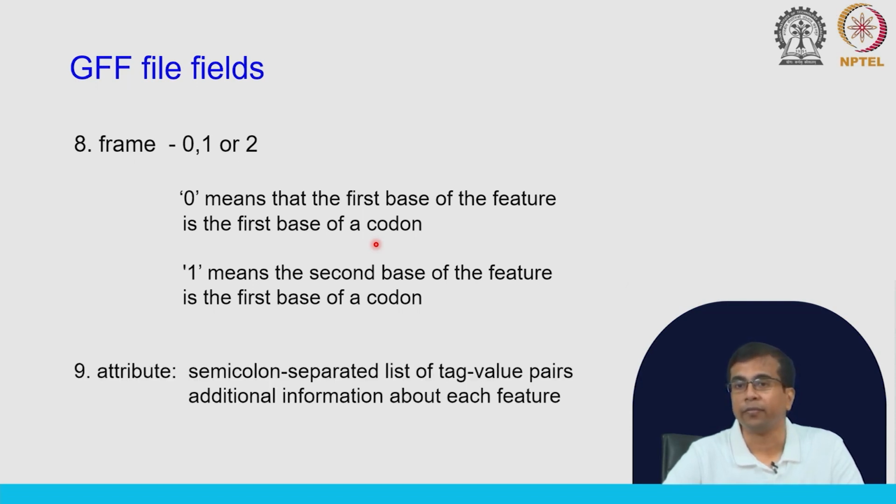And the final field is the attribute. This is a semicolon separated list of tag value pairs, and it contains additional information about each feature. So, it will have some description kind of thing.